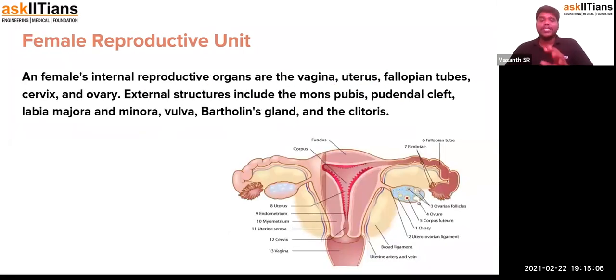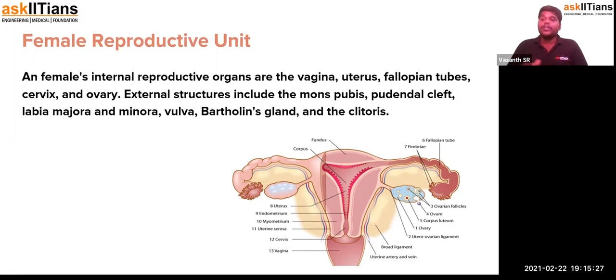Okay. So the next thing we are going to talk about is the female reproductive unit. The female reproductive unit is one of the most complex. So why is it complex? The male's responsibility is just to produce the male gamete and then deliver it. But the female is where it is received, conceived, and allowed to develop in their body themselves.